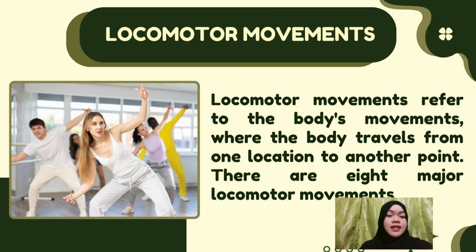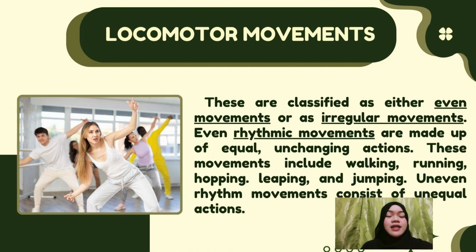So first, let's talk about locomotor movement. Locomotor movement refers to body movement where the body travels from one location to another. There are 8 major locomotor movements. These are classified as either even rhythmic movements or uneven, irregular movements. Even rhythmic movements are made of equal and continuing action. These movements include walking, running, hopping, leaping, and jumping. Even rhythm movements consist of an equal action.